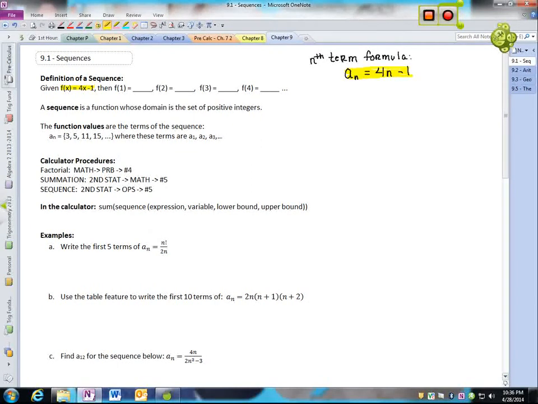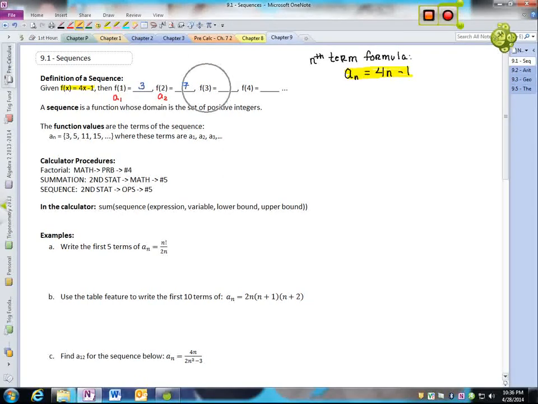So if I want to find f of 1 here, that's just like saying I want to find a sub 1. That means plug in the value of 1. So if I plug in the value of 1 for this x, I get 4 times 1, which is 4, minus 1, which gives me an output of 3. Same thing. If I just want to find f of 2, I'm going to plug in the value of 2. That's the same thing as saying find a sub 2. 4 times 2 is 8, minus 1. That gives me 7.